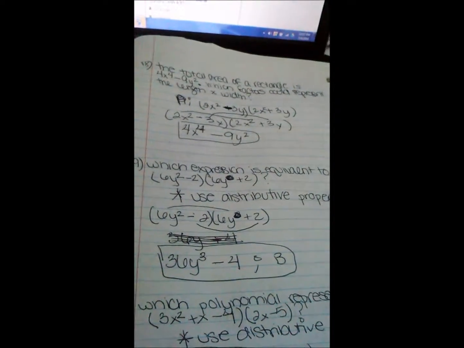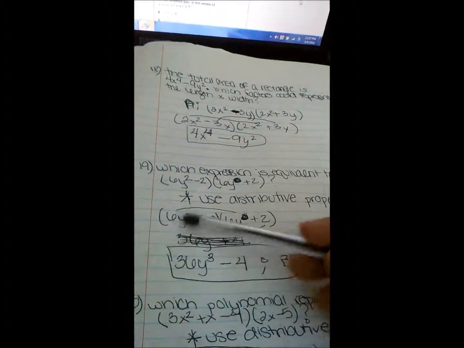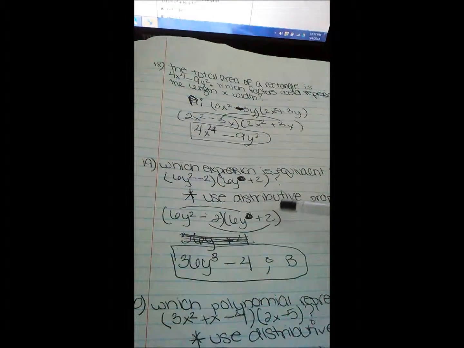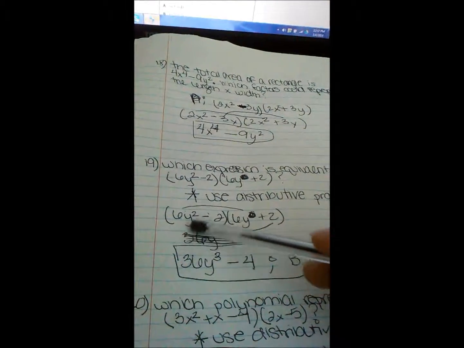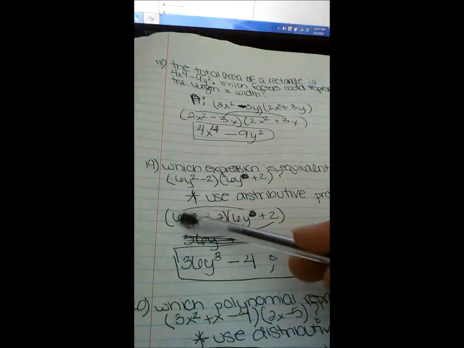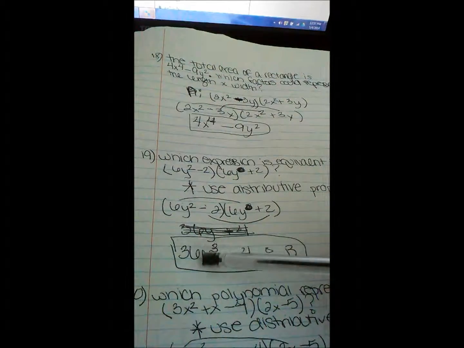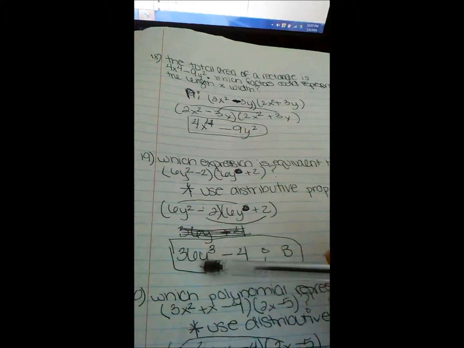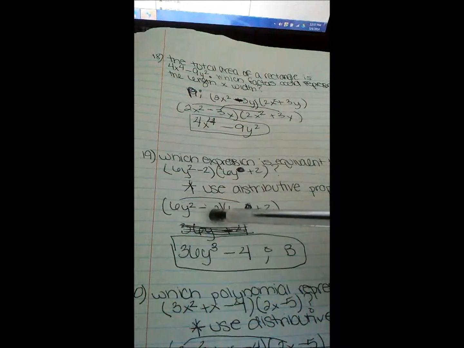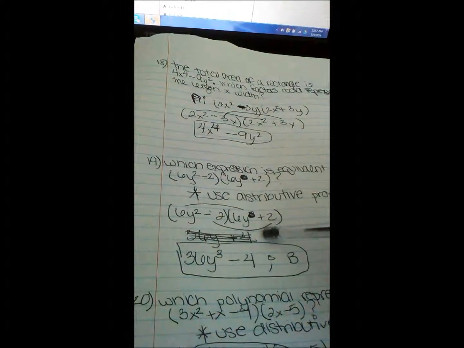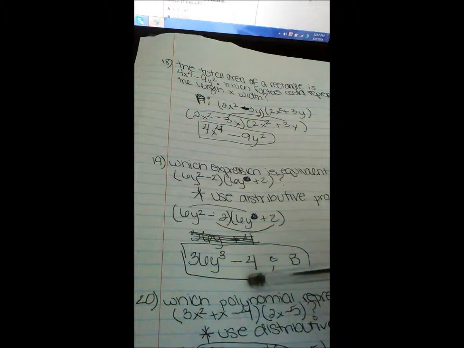So you would rewrite it first, and then you would use the distributive property, and you would do 6y squared and 6y, which would then give you 36y cubed, and then you would do negative 2 and positive 2, which would give you negative 4, and that would leave you with choice B. So your answer for number 19 is B, 36y cubed minus 4.